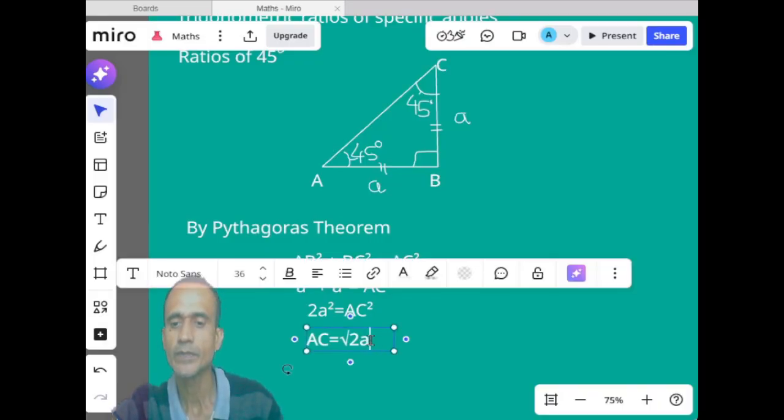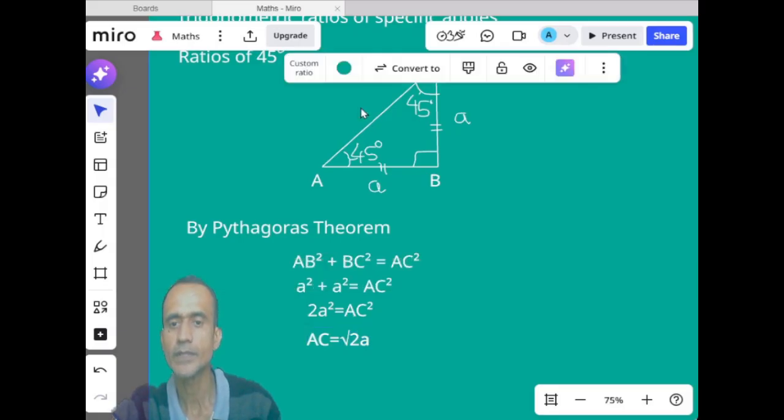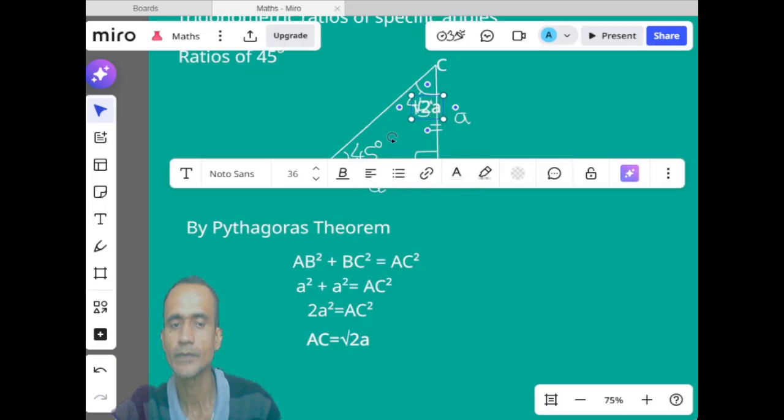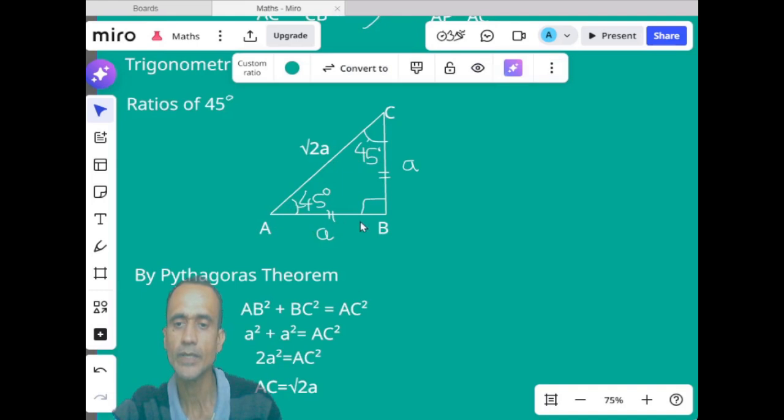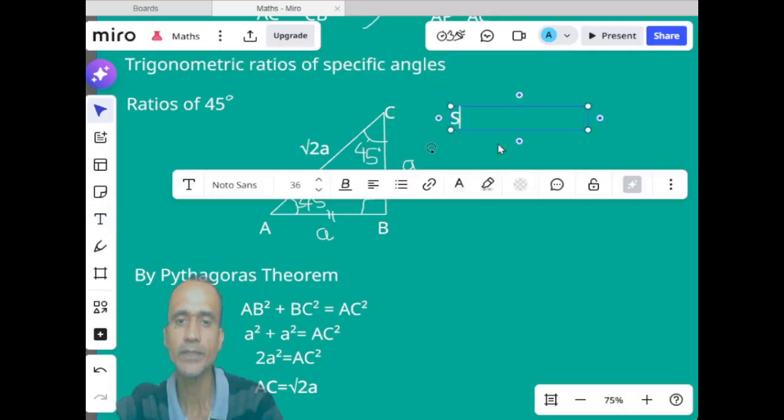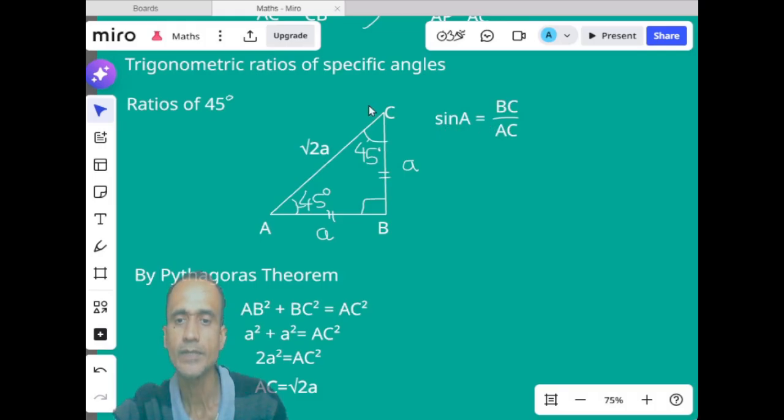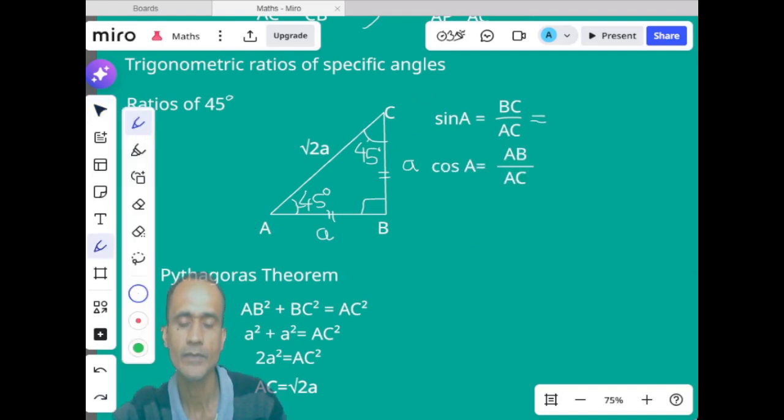This value we place here in this triangle. We have found out what AC is. If AB and BC are A, then AC is root 2A. And we know that sine of an angle A is equal to BC divided by AC. So sine A is opposite side by hypotenuse. Similarly, cos A will be adjacent side or base by hypotenuse. Cos A is AB by AC. Let us now input these values. BC is A and AC is root 2A.